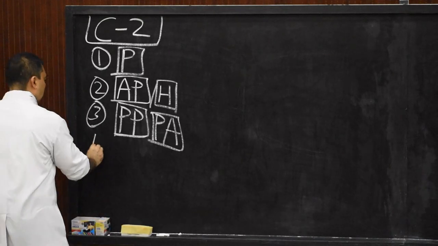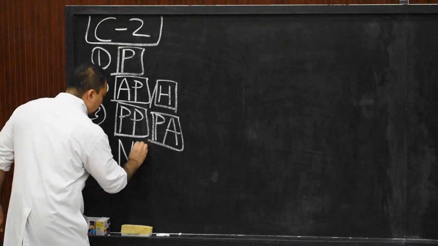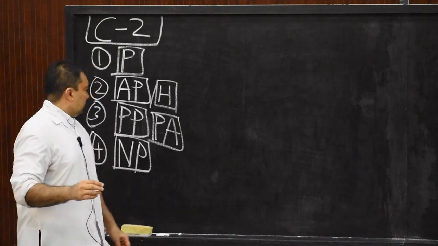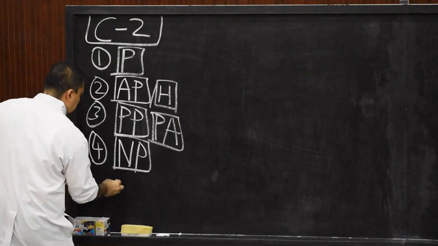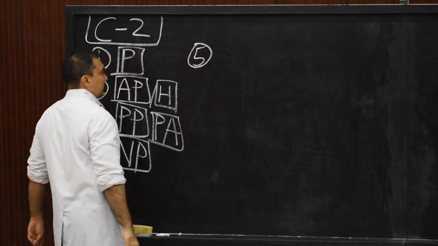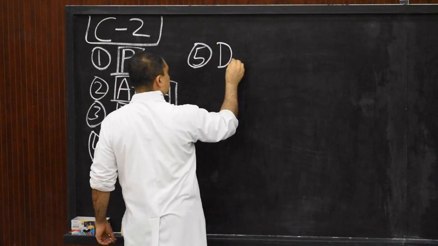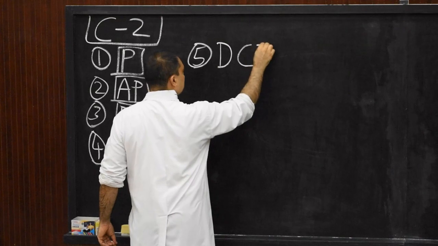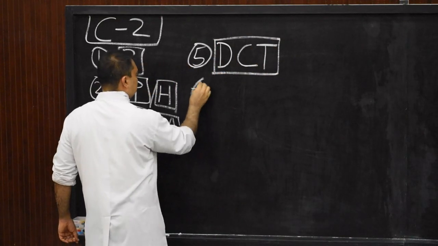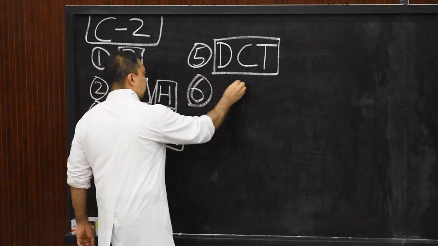Then the fourth will also be known as neopallium. That is the neo part of the cortical tissue. Then on this side, point number 5, we come across to differentiation of cortical tissue. Differentiation of cortical tissue. 6, we come across to development of commissures.